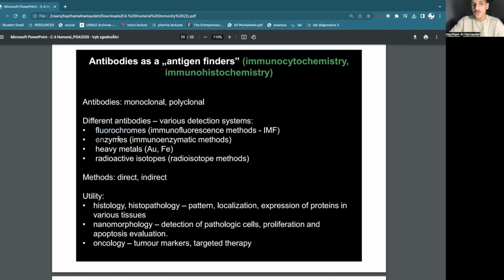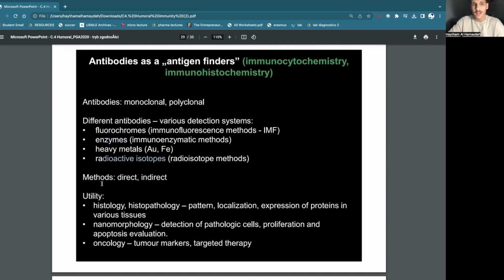Or we can use enzymes. We can attach an enzyme to an antibody, and this antibody can bind to that specific antigen that we want. Then we add a substrate, that substrate gets digested, the color changes, and then we can detect the presence of that antigen. Same here with a radioactive isotope or chemiluminescence, yes?